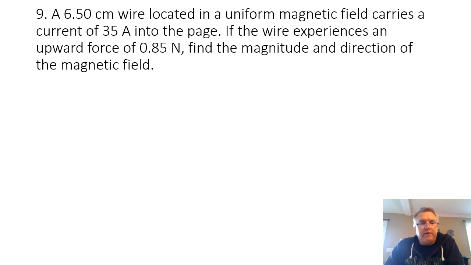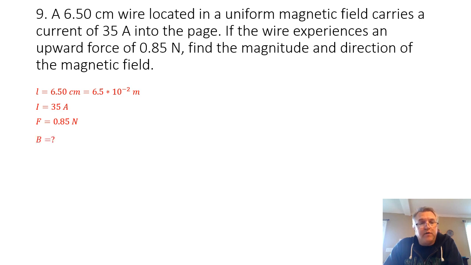So our given values in this problem are the length of the wire at 6.50 centimeters. I do have to convert that to meters, so that should be 6.50 times 10 to the minus second meters. My current is 35 amps. The force is 0.85 newtons, and we are being asked to find the magnetic field.